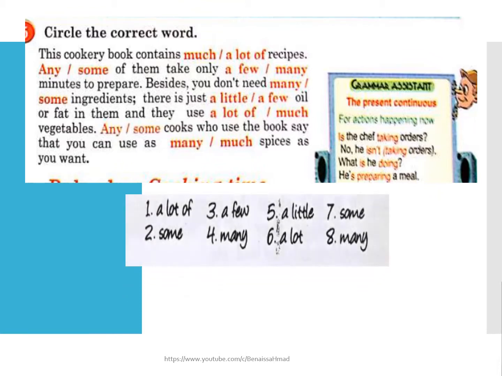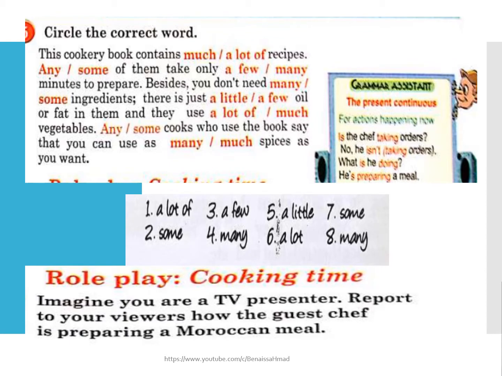Here are the answers. Number 1 is a lot of. Number 3 is a few. Number 2, some. Number 5, a little. Number 7, some. Number 6, a lot. Number 8, many. Okay. Now let's move to the next activity, which is a role play.